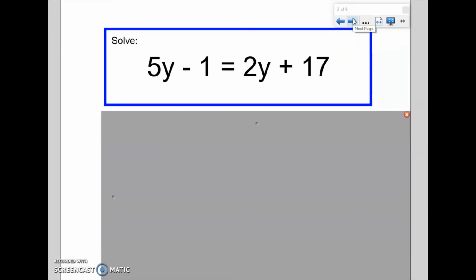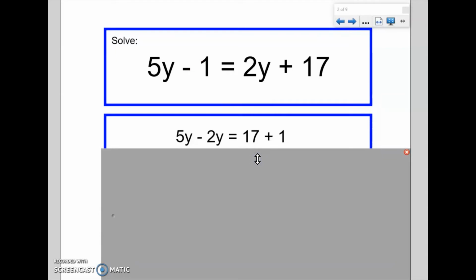5y minus 1 equals 2y plus 17. So initially, I'm going to add 1 to this side, and at the same time, I'm going to add 1 to this side. I will also need to subtract 2y from this side, and I'll need to subtract 2y from this side. So my second line of algebra is going to look like that. I've took this minus 1, moved it over the equal sign, and its sign has changed to become a positive 1. I've took this positive 2y, moved it over the equal sign, so it has now become a negative 2y. So now I have 5y's minus 2y, which is going to simplify to 3y, and I have 17 plus 1, which is going to simplify to 18.